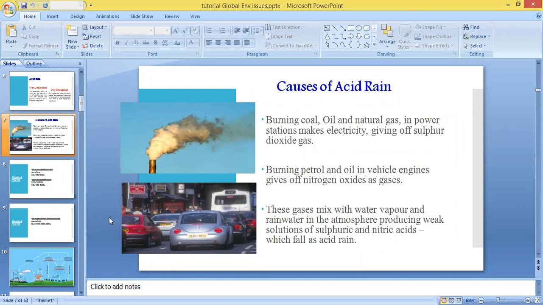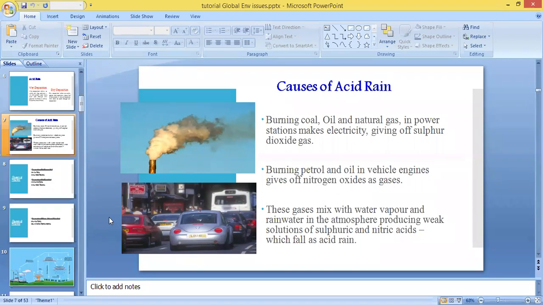So, the main area where the sulfur dioxide gas comes from is the burning of coal, fossil fuels, oil, and natural gas in the power station to generate electricity. Then burning petrol and oil in vehicle engines gives off nitrogen oxide gases. So both gases are emitted from the burning process.